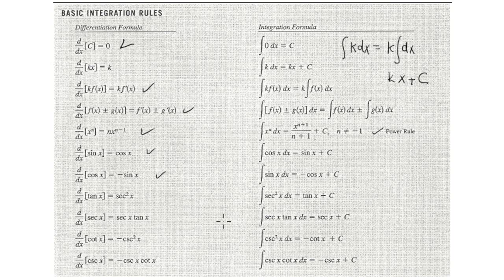Derivative of secant, sorry, is secant tangent. Antiderivative of secant tangent is secant. Derivative of cotangent is minus cosecant squared. Antiderivative of cosecant squared is minus cotangent x. Derivative of cosecant x is minus cosecant cotangent, antiderivative of cosecant cotangent is minus cosecant x. Okay, now you have this table. Let's do an example using that.